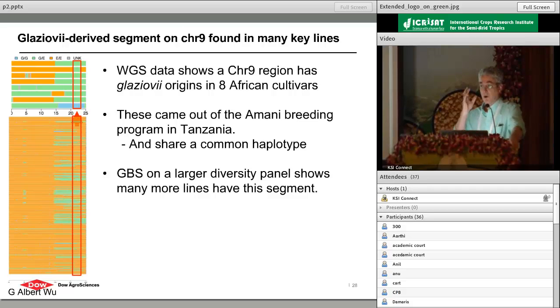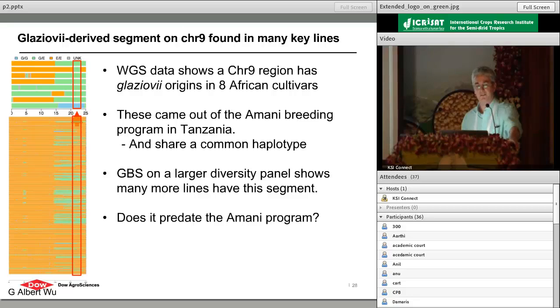And the obvious question is, what does this segment confer? It's very tempting to say it confers disease resistance because that's what that program was all about, and that's what they were selecting for. But we have no evidence that that is necessarily where it is.